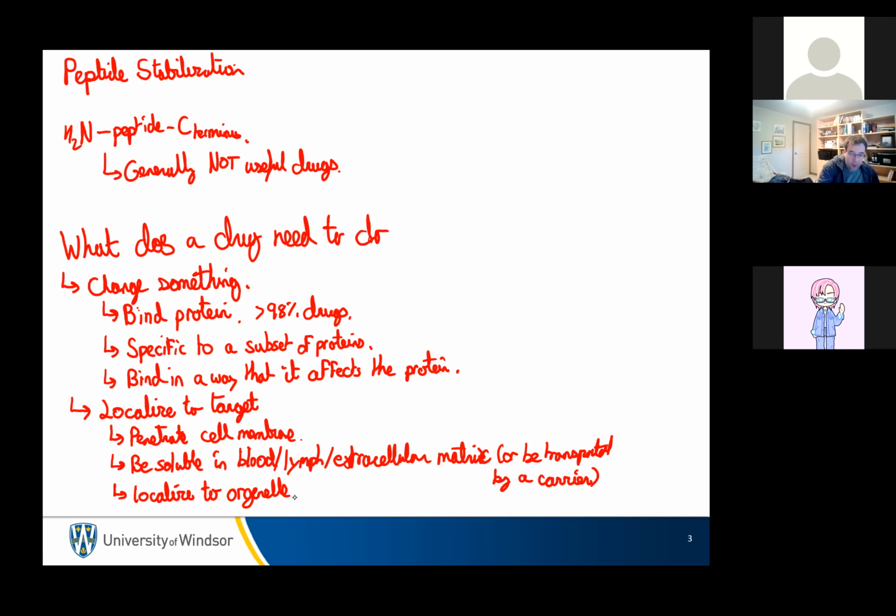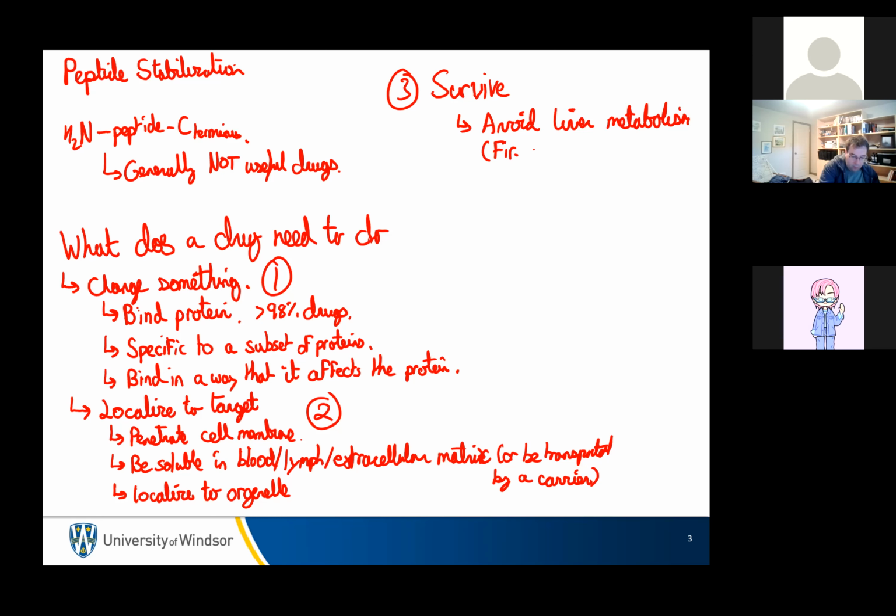So, I'm going to actually add that as the third thing. This is where I'm kind of going. So 1, 2, 3, it needs to survive. Okay, so it needs to avoid liver metabolism.